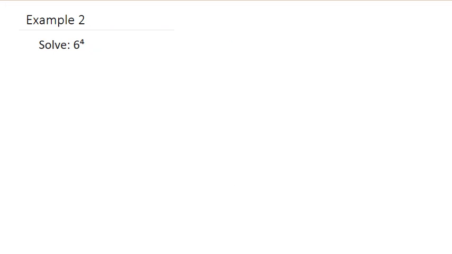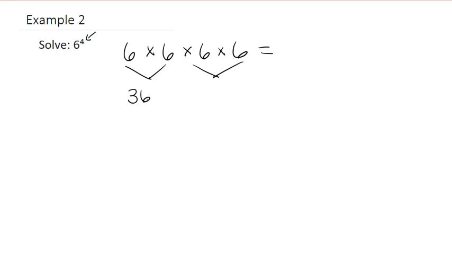Now we have 6 raised to the 4th power. So our base number is 6, and it's telling us that we have 4 6s. So we would go 6 times 6 times 6 times 6, because that 4 tells us how many copies of the base number we have. For this problem, we would need to multiply out the whole thing. What I like to do is go 6 times 6, which is 36. Now this 6 times this 6 is 36. So now we just have to do 36 times 36.